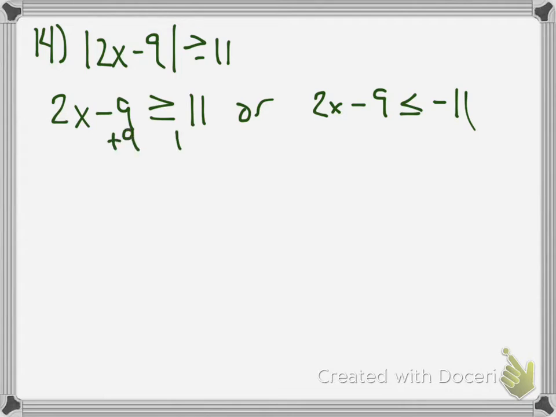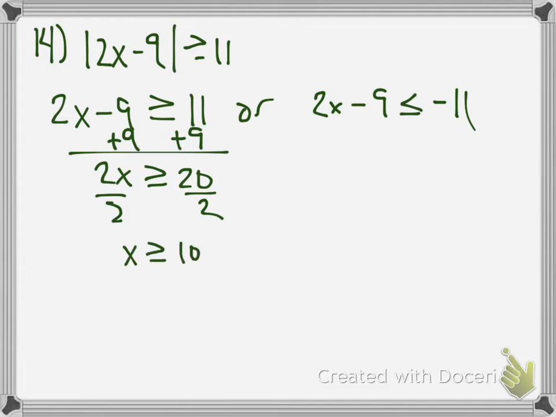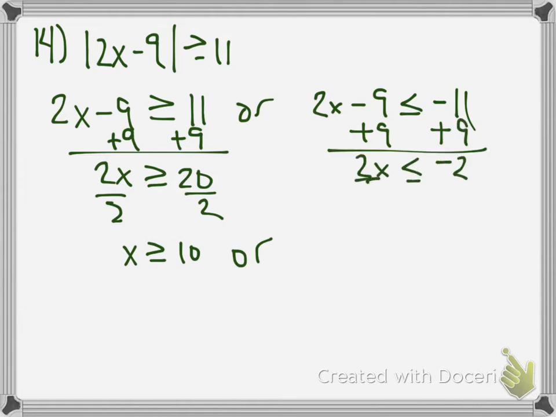Anyways, what does that mean? That means I'm going to say 2x minus 9 greater than 11, or 2x minus 9 less than or equal to negative 11. So notice it's positive, negative. You're going to have the same steps to solve with the same numbers. 2x greater than 20, divided by 2, gives me x greater than 10. Or plus 9, I get negative 2, divided by 2, so x is less than or equal to negative 1.